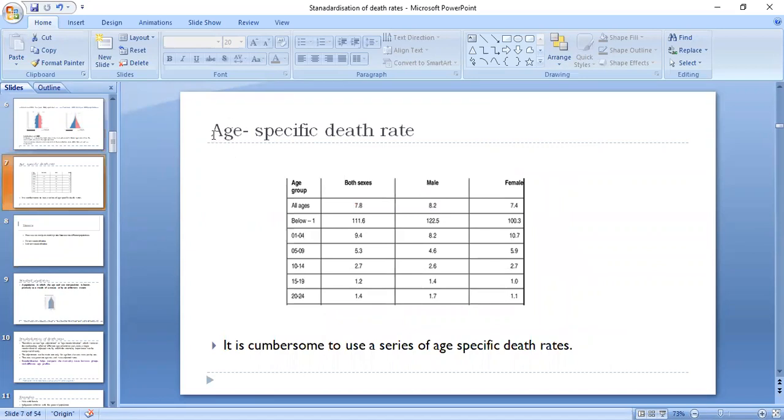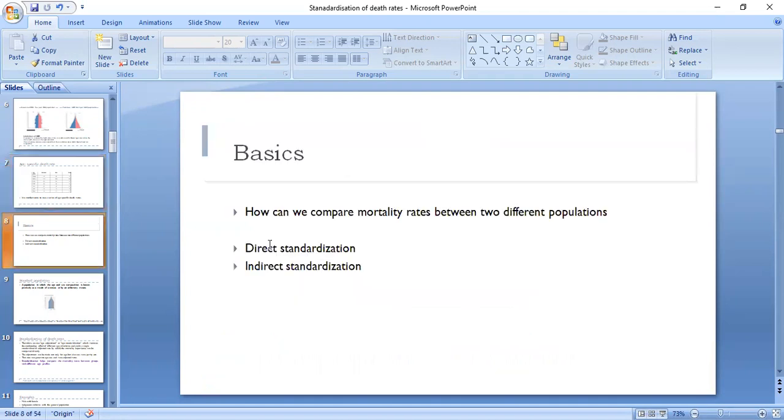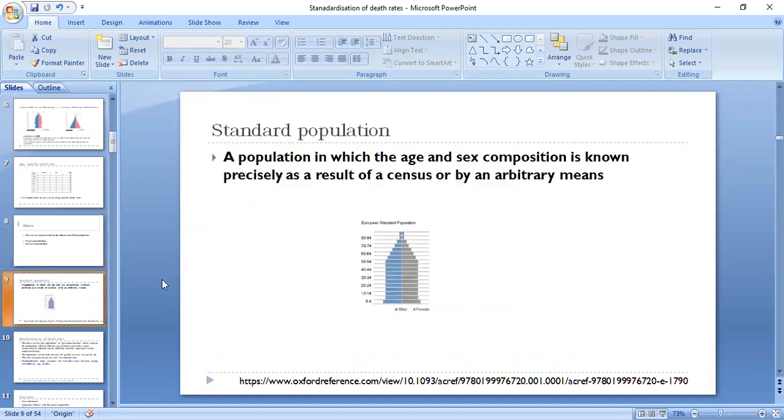Now we have another measure for calculation of the death rate, that is the age specific death rate. Here we categorize the population into different age groups: 0 to 4, 5 to 9, 10 to 14 and more rows. But this is also not ideal because it is cumbersome to use a series of age specific death rates. So what is the basis of standardization? We can compare mortality rates between two different populations by direct standardization and indirect standardization.